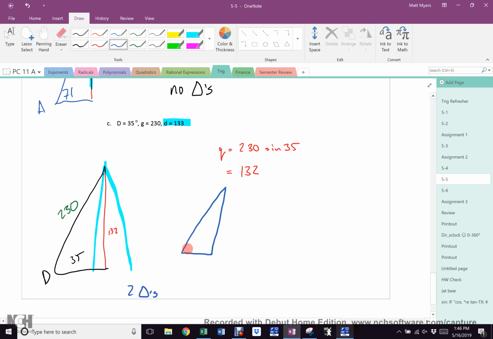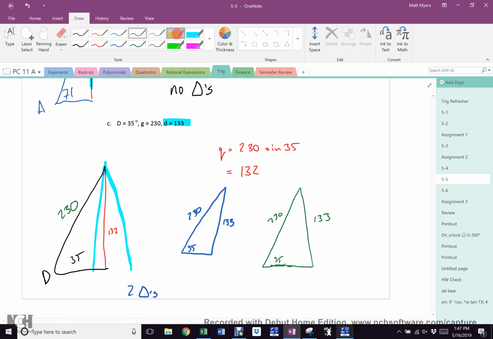One of the triangles is this. What's this angle? 35. What's this side? 230. What's this side? 133. That's triangle 1. Triangle 2, still 35, still 230, but this has to go this side now. What's this? 133. So what is going to change?